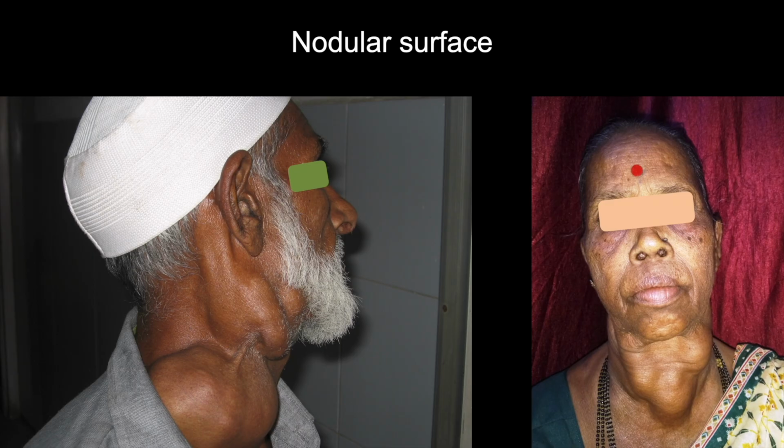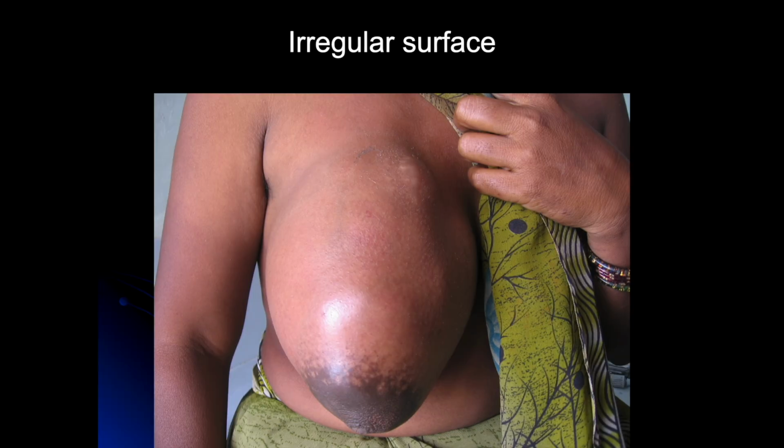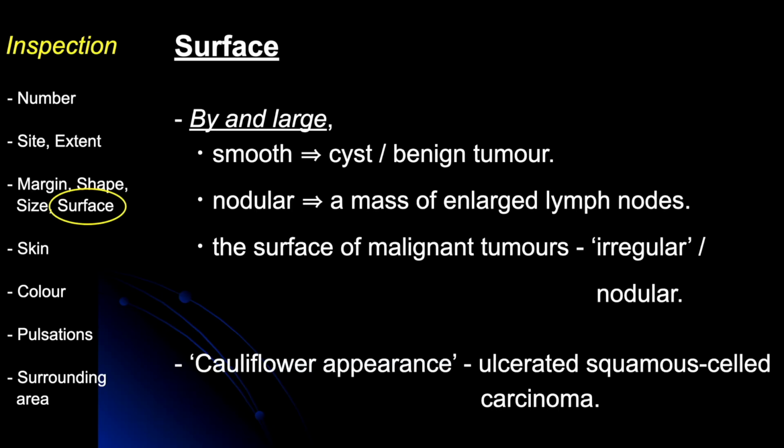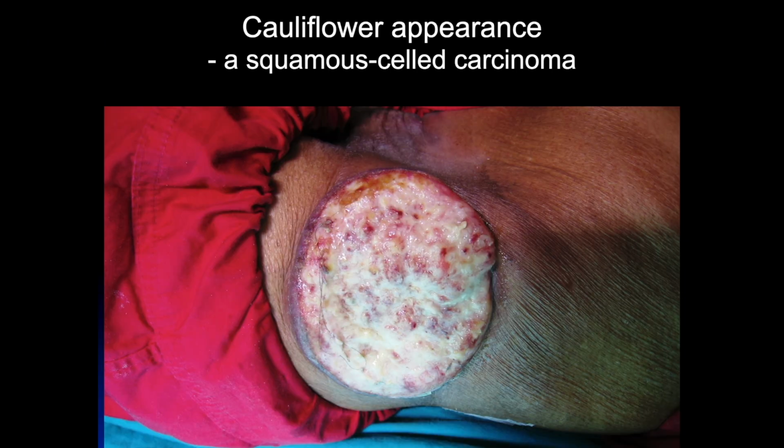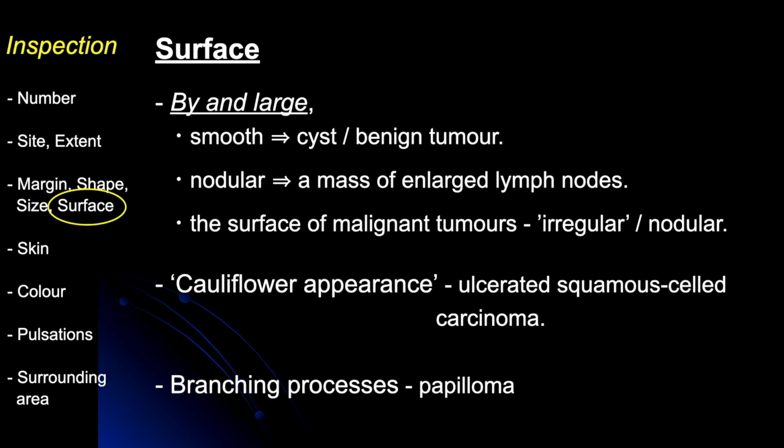These are two masses of enlarged lymph nodes, imparting nodular surface to the swelling. This was a case of metastatic lymphadenopathy. This is a multinodular goiter. It is a benign condition. The surface of this swelling is irregular, so this must be a malignant tumor. A cauliflower appearance may be seen in ulcerated squamous celled carcinoma. Branching processes suggest papilloma.